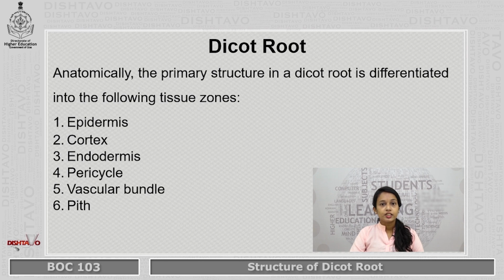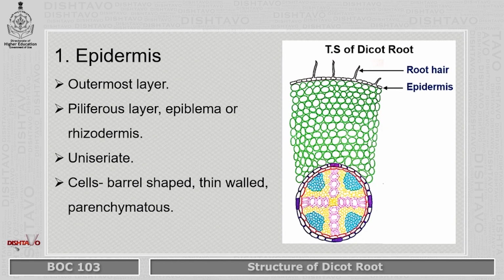Dicot root anatomically shows the following layers. First one is epidermis, second cortex, third endodermis, fourth pericycle, fifth vascular bundle and sixth pith. Now we will be studying these layers in detail. First one is epidermis. Here you can see in the diagram, this layer is called epidermis.